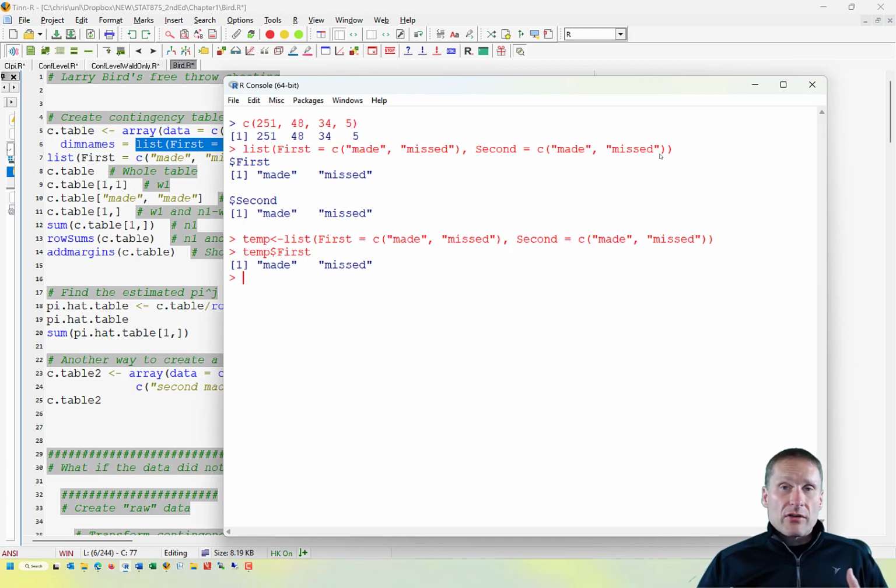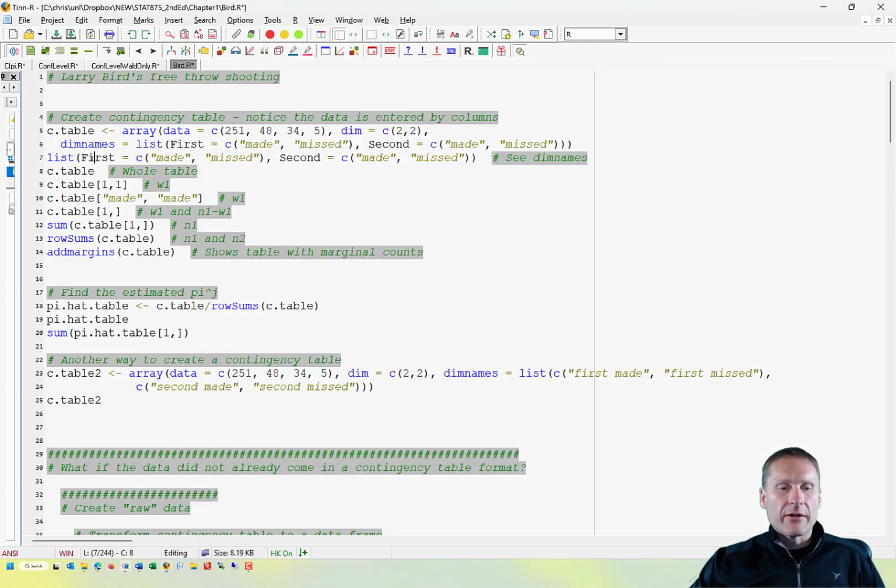That $ sign should look familiar, especially from Appendix A when I talk about working with data frames. You use a $ sign to pull out particular variable names. Now, why is this syntax essentially the same? That's because a data frame is a special kind of list. And so that's why the syntax that you should be familiar with carries forward here.